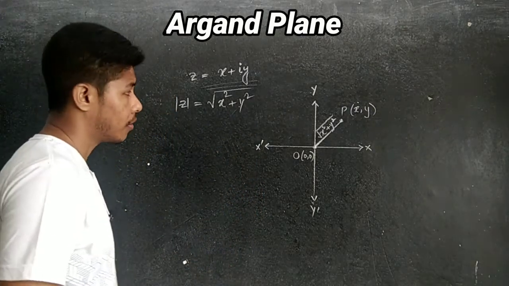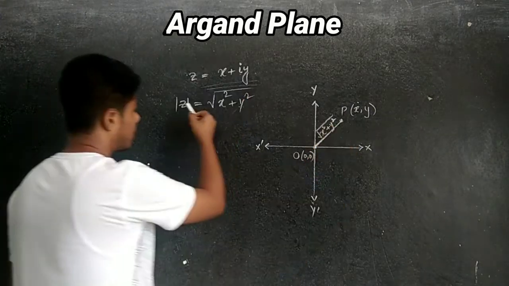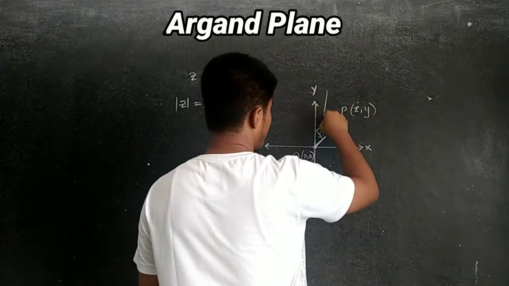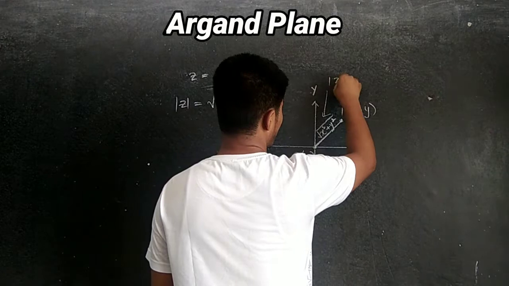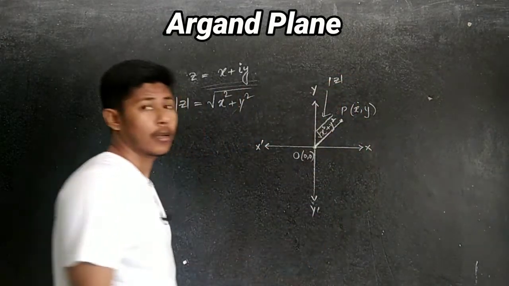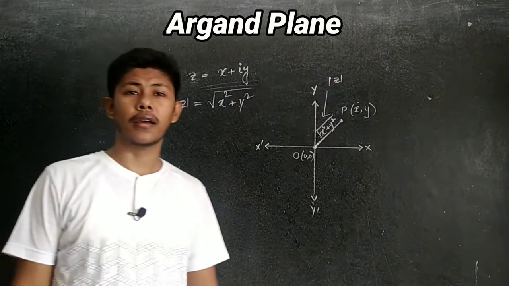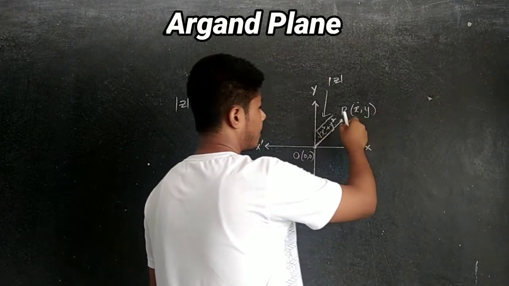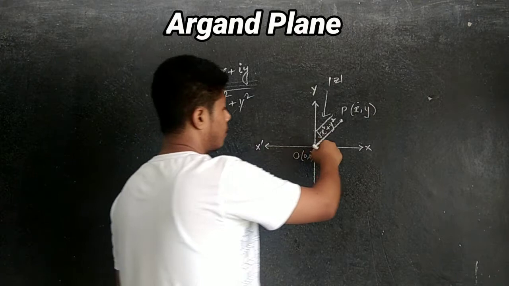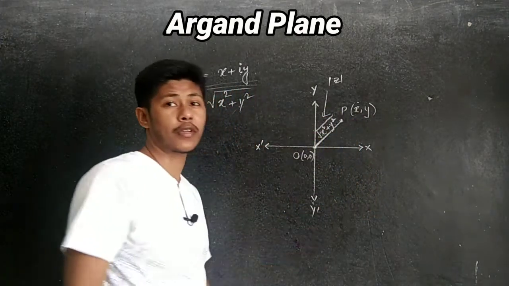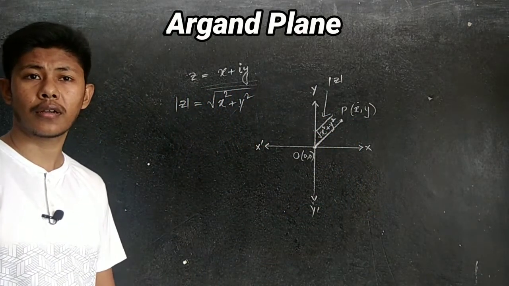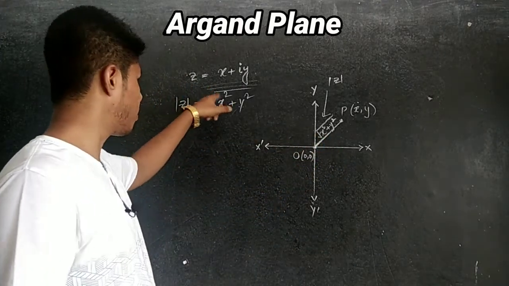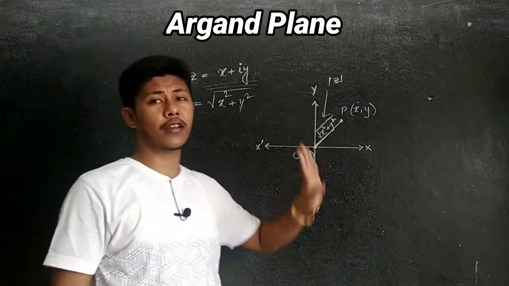So that means in place of root over x square plus y square, we can write modulus of z. If we get any coordinate or any complex number, in place of this one we can write modulus of z also. Is it clear? So from the distance formula and the modulus formula we compared, and we get that this is modulus of z.